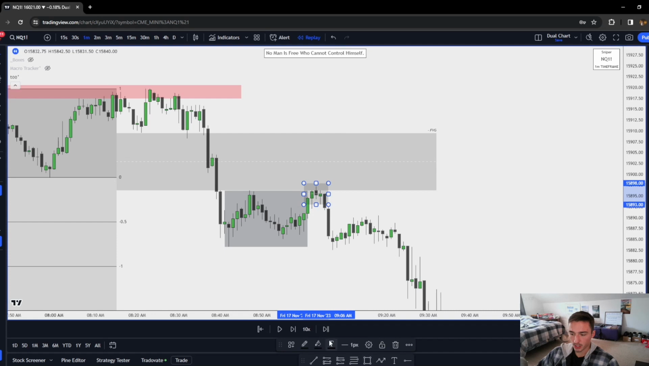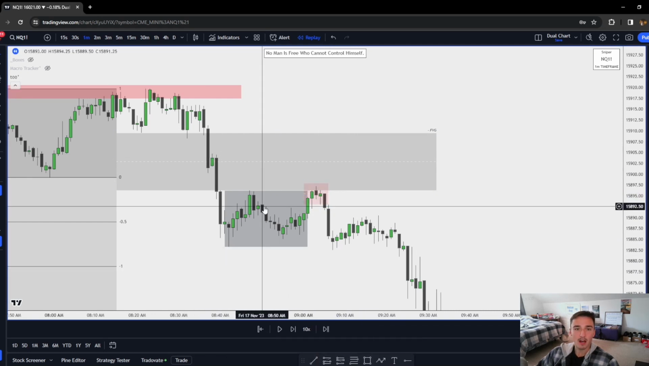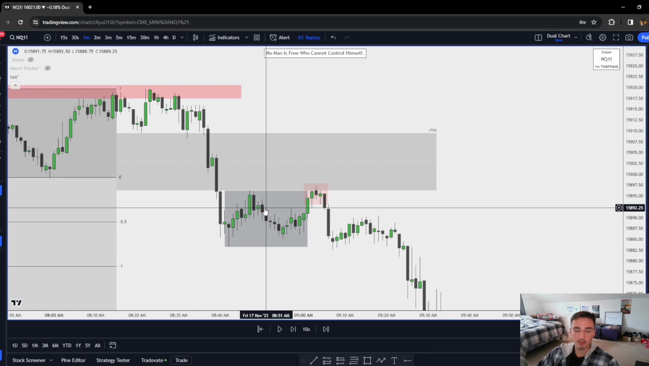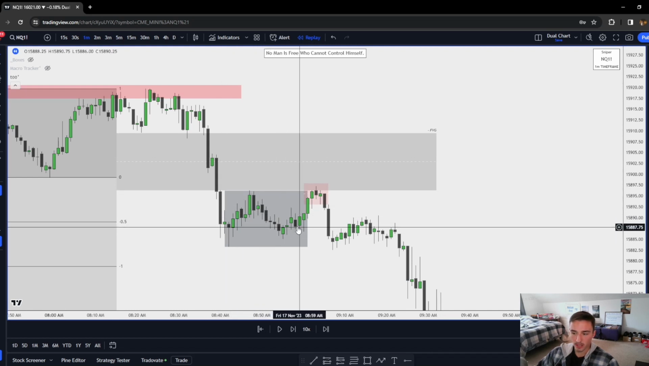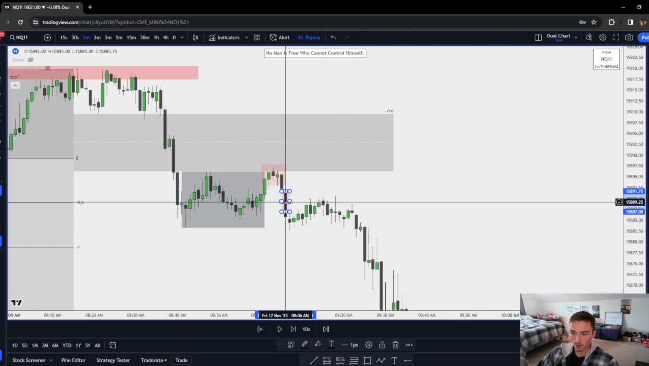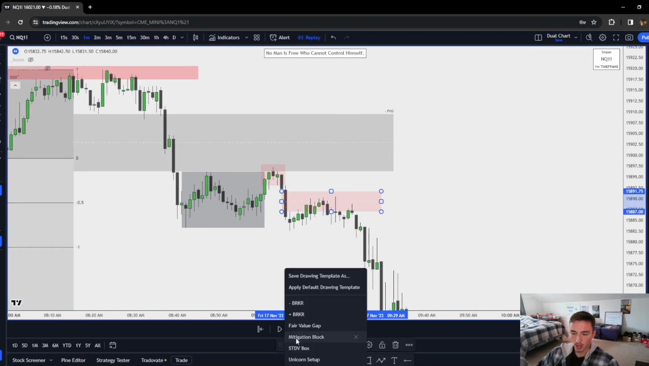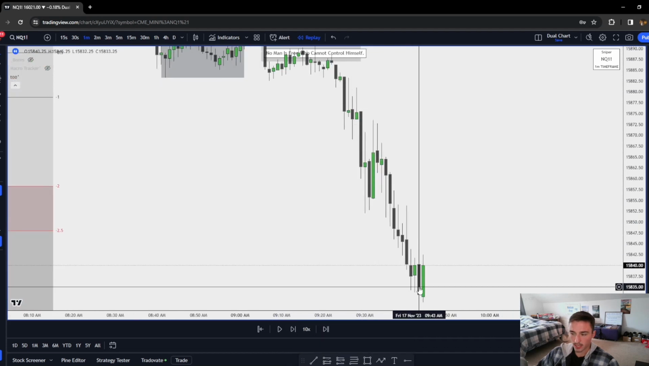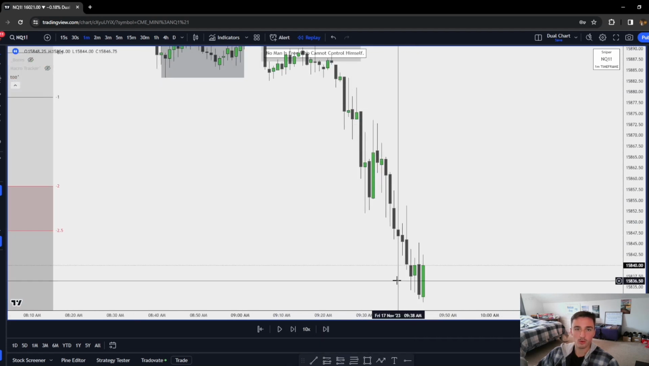What do we get right here? We get our manipulation. So now we have a power of 3 within a power of 3 higher time frame distribution phase. Here we have our accumulation, now we have our manipulation, and now we have our low risk sell on the lower time frame to get our distribution lower. So let's move on to another example.